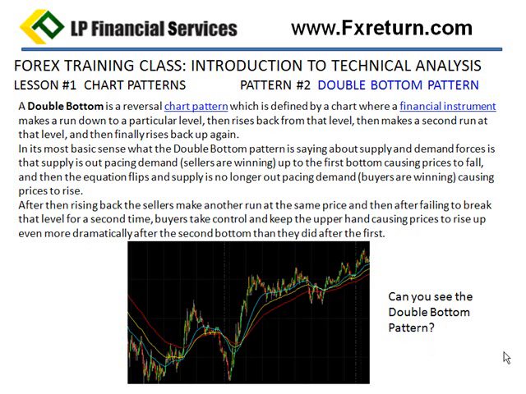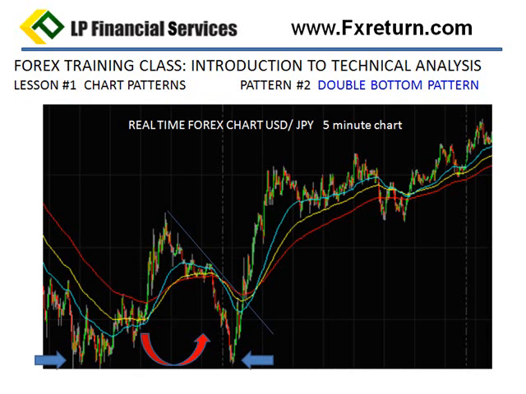Can you see the double bottom pattern? When we take a closer look at pattern 2, the double bottom pattern, we see that the sellers were in control and made a bottom, first low. Then the buyers take control and push the market back up. After the sellers make another push at that same level, we reach 2 equal points with not as much momentum. This is our double bottom pattern.